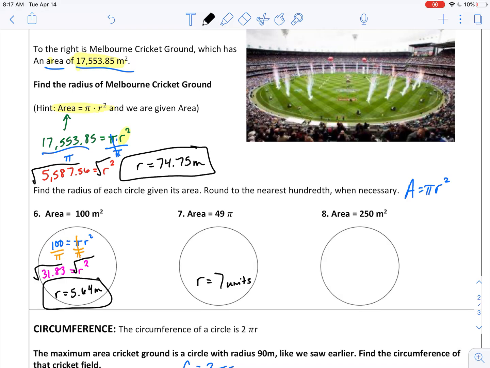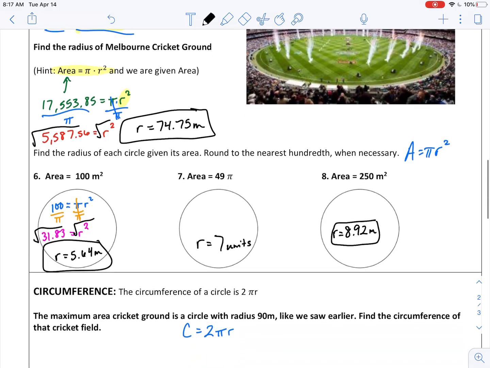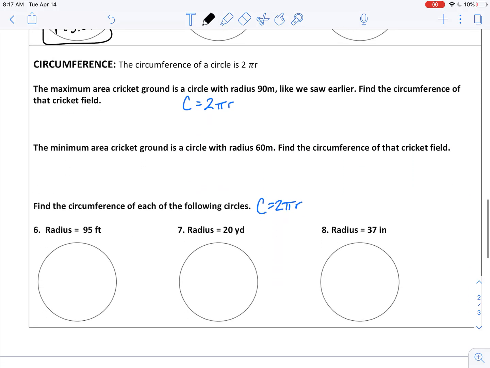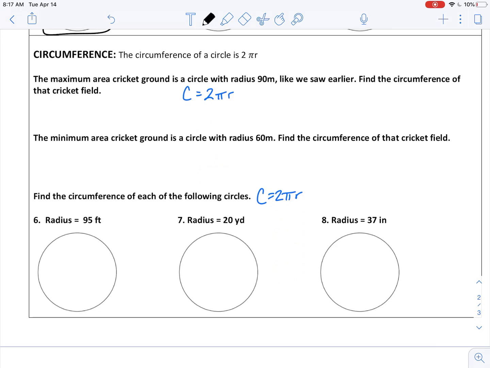So why don't you guys pause the video here and try this last set of 2 problems. All right, here my radius would be 7 units, and in that last one there, the radius would be approximately 8.92 meters.